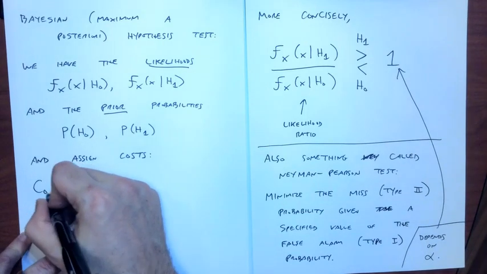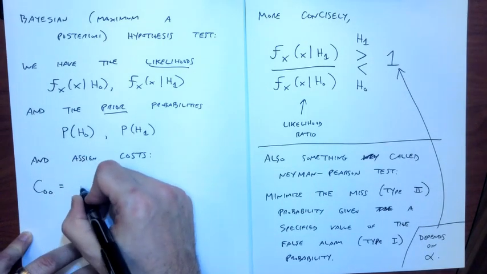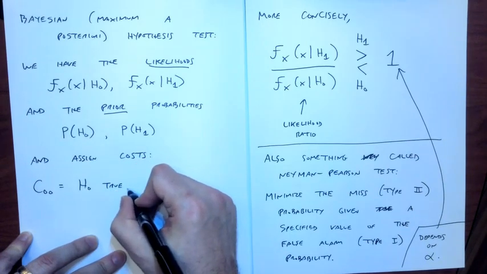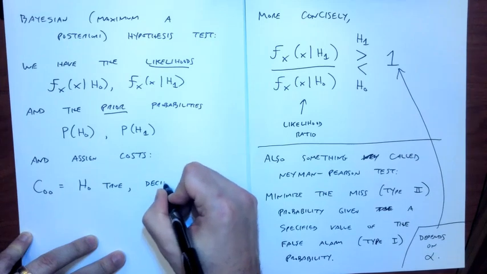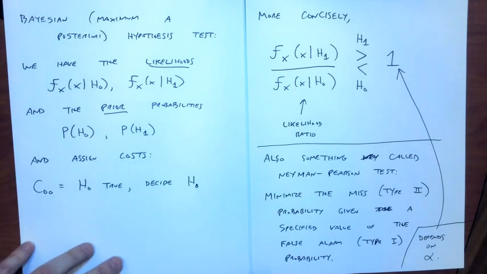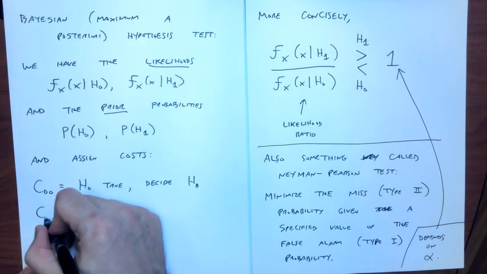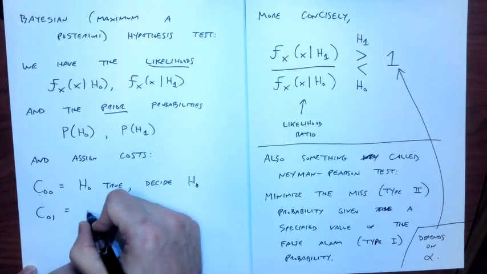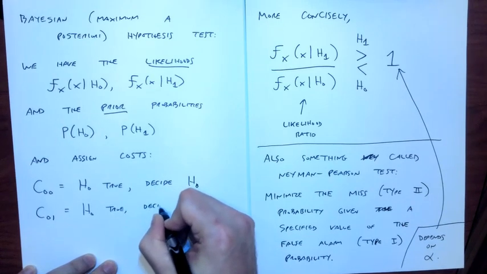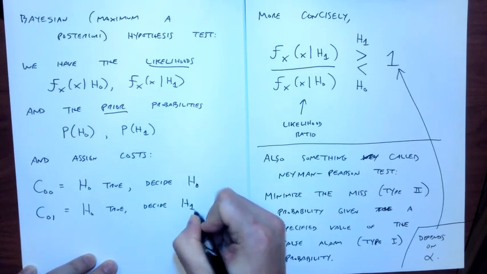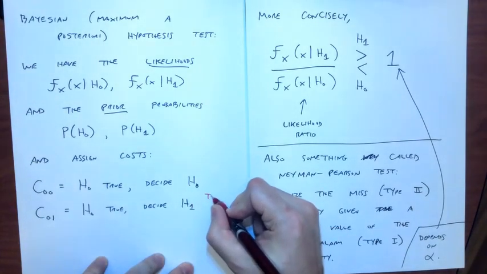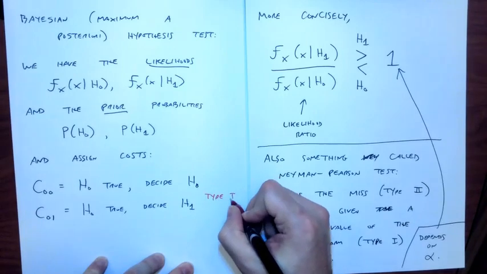So I'm going to say C00 is the cost of saying that H0 is true and deciding that H0 is true, right? This is like saying that I have properly accepted the null hypothesis. Then I have the situation where H0 is true, but I decided H1, right? This is what we called a type 1 error or a false alarm.